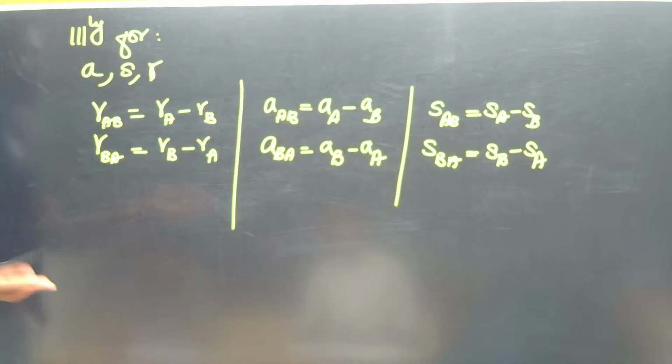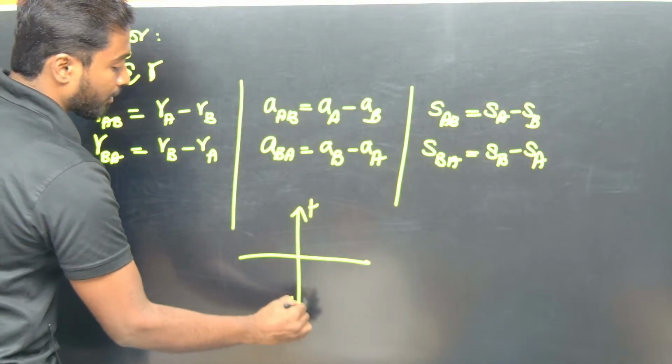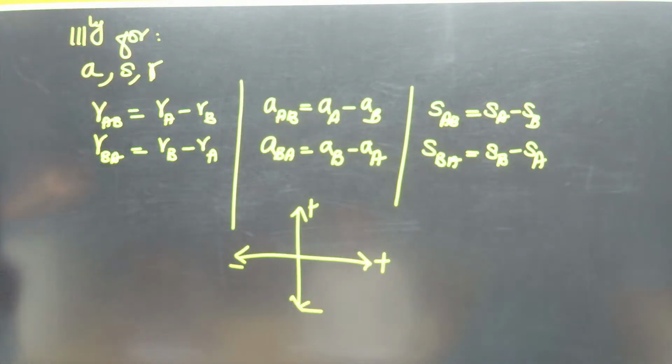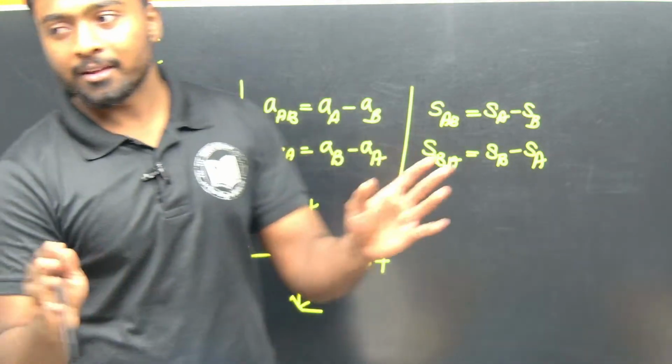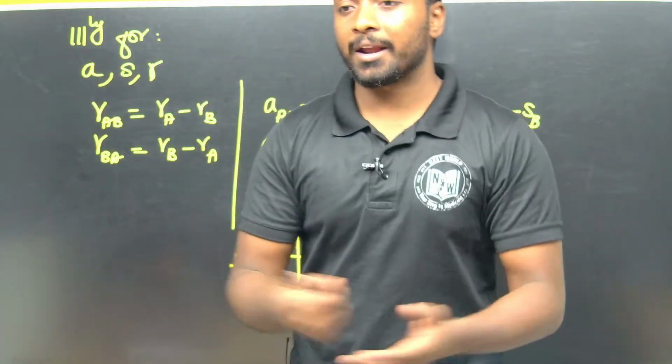For this also we are going to use the same directions: positive and negative. In a simple case, approaching means I will add both of them. Going away means subtract both of them.